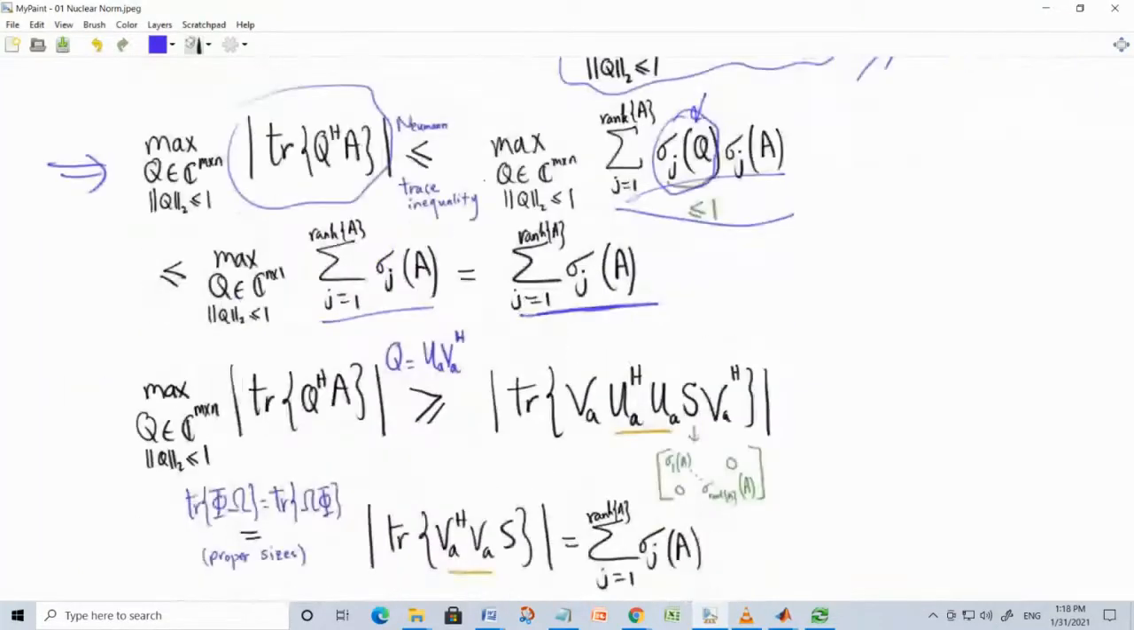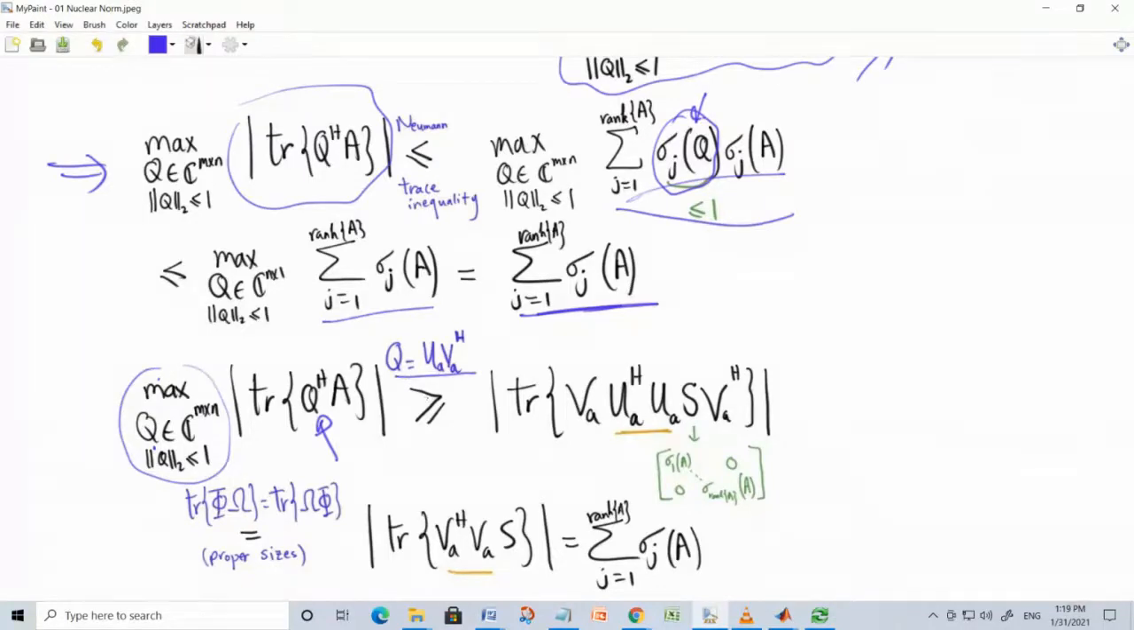So we need to show the other inequality. So let's start with the maximum again, the maximum of the magnitude of the trace. Now what we will do is the following. We will set Q equal to something. Okay, let's assume that there is a solution to this optimization problem. There is a Q that will maximize this quantity. Suppose that you don't know what it is. Okay, but definitely the maximum will be greater than or equal to the value if I just set Q to some strategically selected matrix. And so what we will do here is say the maximum over Q is greater than or equal to the value if we replace Q by some matrix, which is U_A V_A Hermitian.